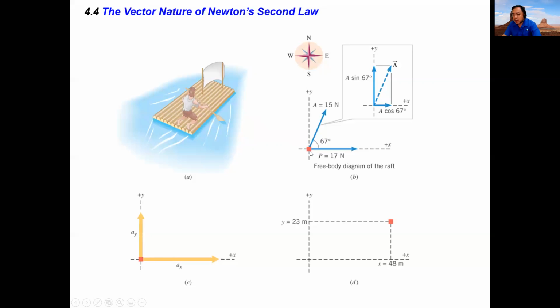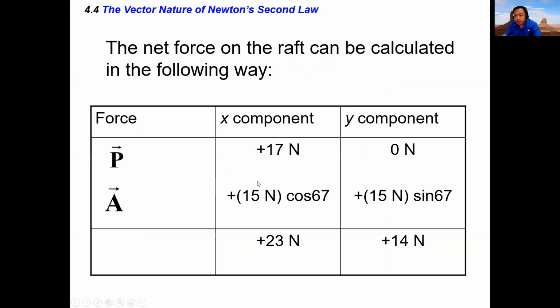So if you want to have the free body diagram of that, you have here the origin as the body, the raft or the boat, and then 15 newtons and 17 newtons are the forces. If you want to get the summation, you use the method of adding vectors through components, or if you wish, the tip-to-tail or the parallelogram method. In this case, you have to break the forces into x and y components.